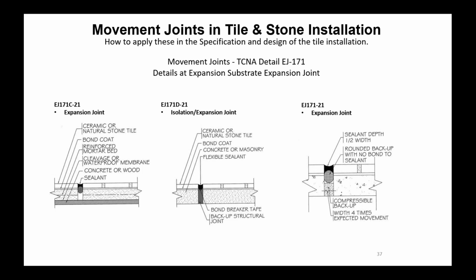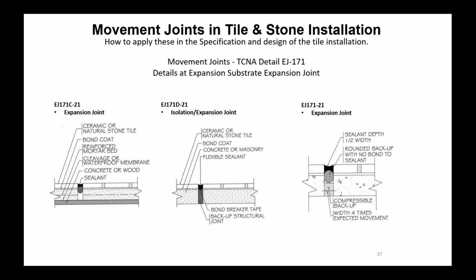In EJ171, there is a large variety of details as well. In this one, you can see three different ways to detail an expansion joint at the location of the expansion joint in the substrate. In other words, this one is a true substrate expansion joint going all the way through the building or structure. On the left, you see one being handled with a backer rod. You'll also notice that the sealant is shaped 2 to 1, in other words, twice as wide as it is deep. That's the way you'd like to see a sealant installed.